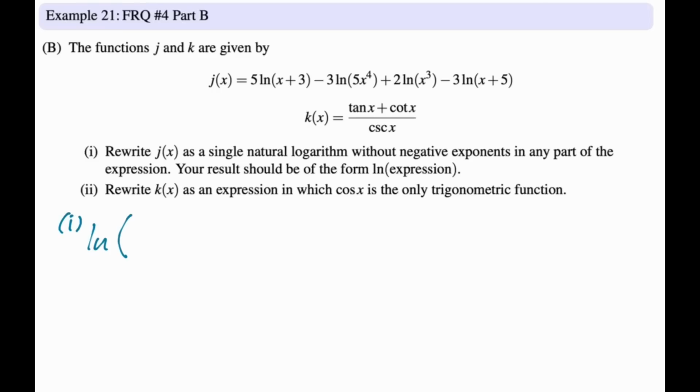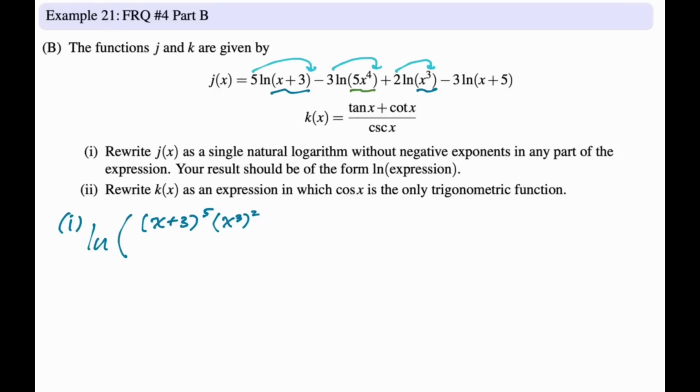Anything with a plus goes to the numerator, coefficients become exponents. Anything with a minus goes to the denominator, coefficients become exponents. Then we have to make sure that we simplify. So we'll get this thing in the numerator, so x plus 3 to the 5th. We'll get this thing in the numerator, that's x cubed squared. We have to simplify that.